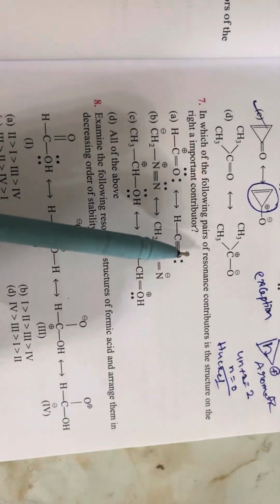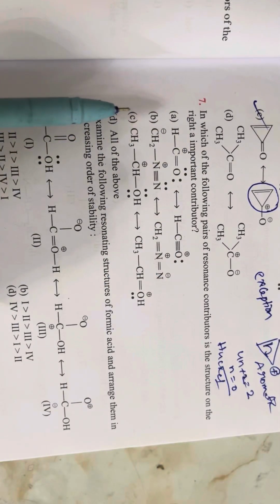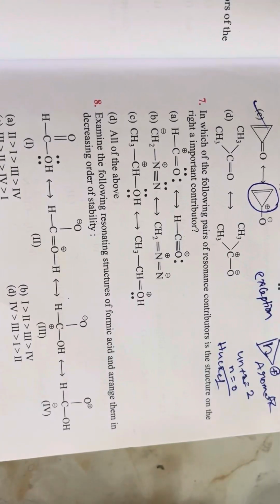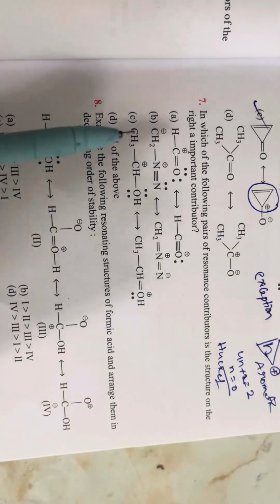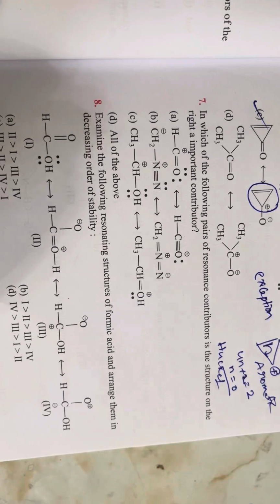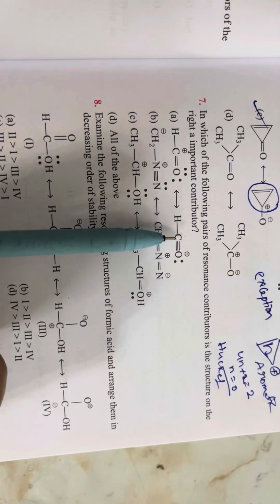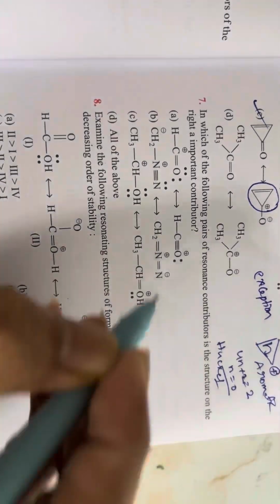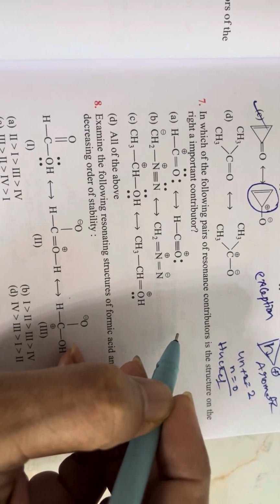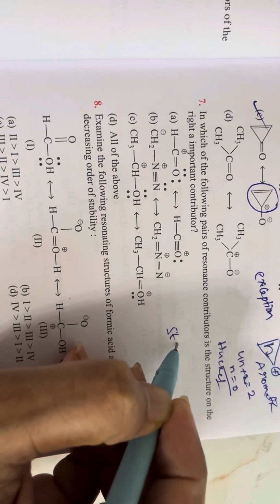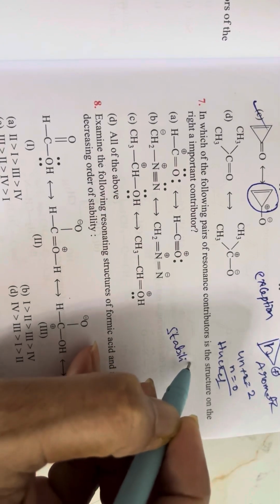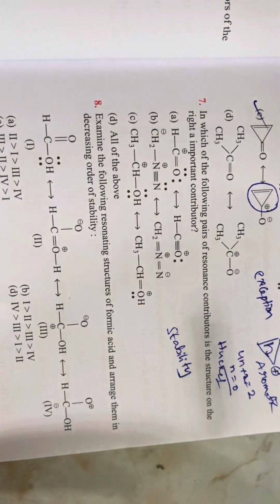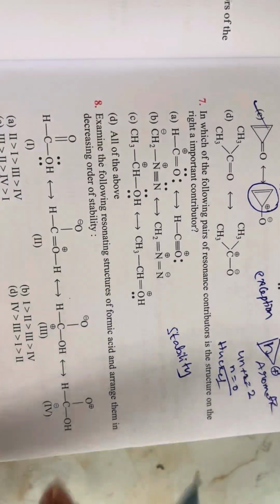In which of the following pairs of resonating contributors is the structure on the right the important contributor? Right side, which one is important? Nothing but stability. So the right side one is stable. For example, how is it stable?